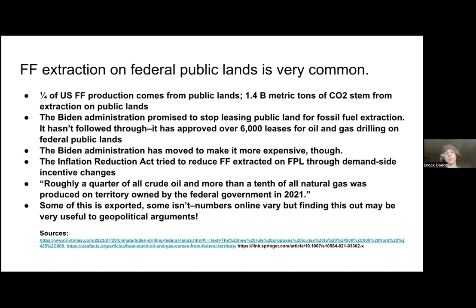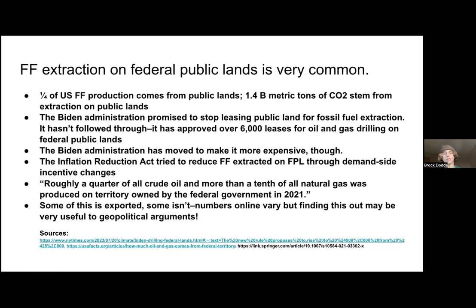But there's a New York Times article that I source here that explains that the Biden administration has recently moved to make leases more expensive. So they're trying to cut down on the amount of leases that are happening. Similarly, the Inflation Reduction Act tried to reduce the fossil fuels extracted on federal public lands, but that was through demand side incentive changes. So there's movement against this, but there's not really been a strong push to outright prohibit it.